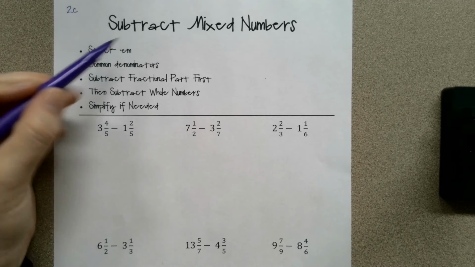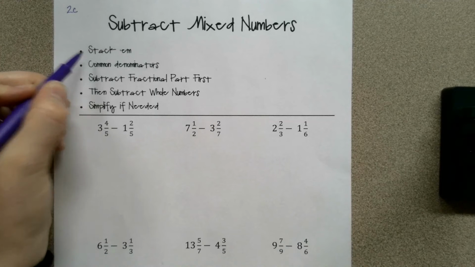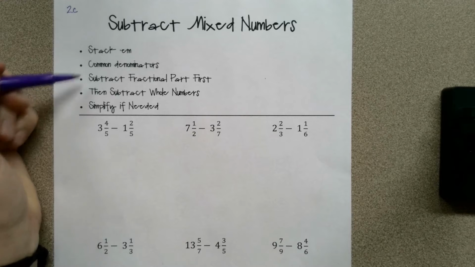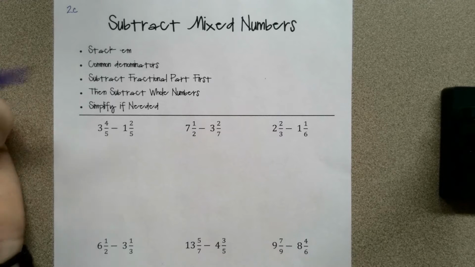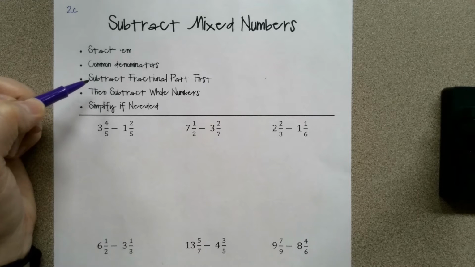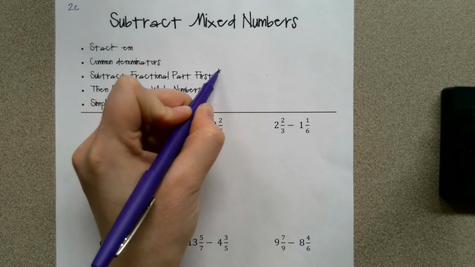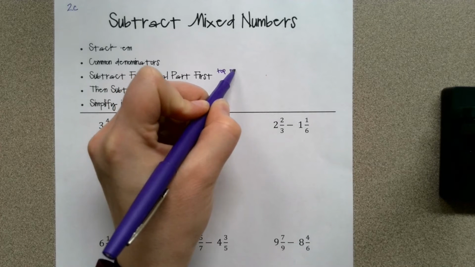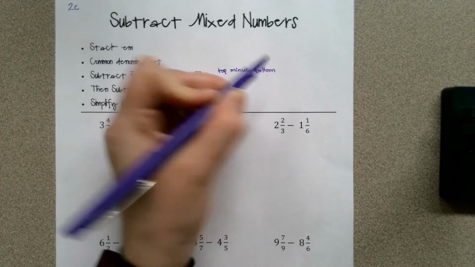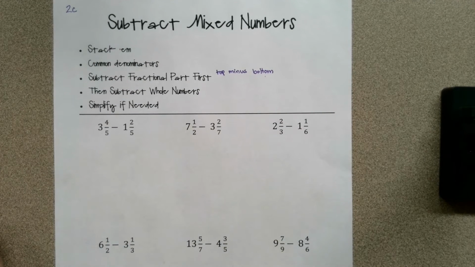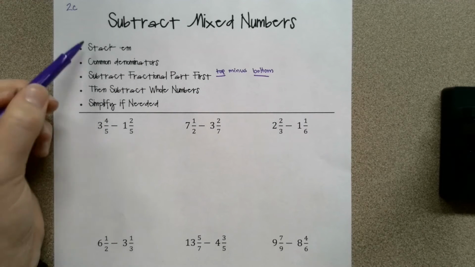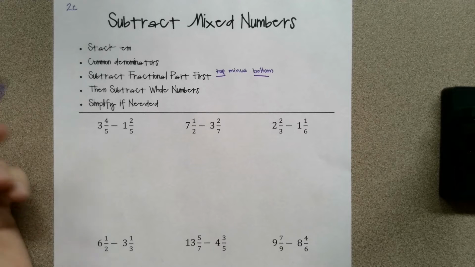When we are subtracting mixed numbers, we use the same stacking process as when we were adding mixed numbers or adding just regular fractions, but we have a few more steps along the way, and we have to be super systematic about this. We are always going to subtract those fractional parts first, the top fraction minus the bottom fraction, because there's always a very specific order when it comes to subtracting. So let's use this for some of these examples.